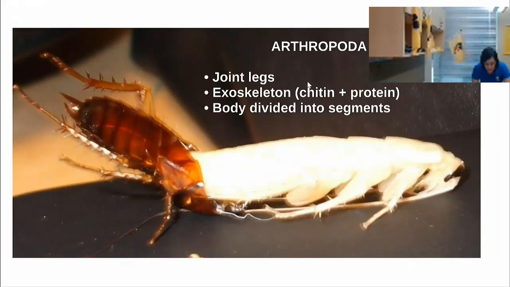So they have an exoskeleton that's composed of chitin and protein that gives a very strong protection against what? Mechanical damage. Did anybody try to kill a cockroach by stepping on it and it continued to walk? Anybody saw a situation like that? Why? Because the exoskeleton protected against this mechanical damage. Okay, they have also a body divided into segments.